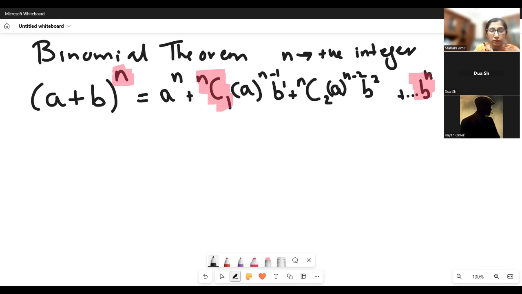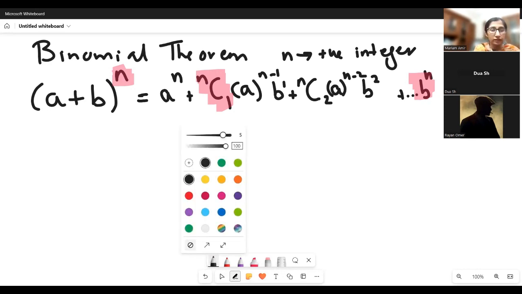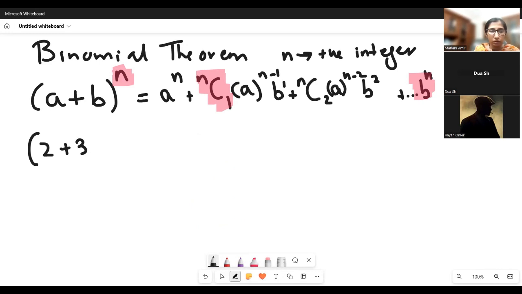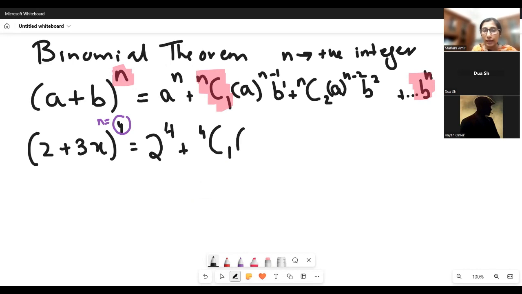So the example question is expand (2 + 3x) to the power 4. Okay. So the first term is a to the power n. n here is this. This is n. So a is 2. So the first term is going to be 2 to the power 4, plus nC1. So that's going to be 4C1. a here is 2, so 2 to the power 4 minus 1. So that's 3. And b, which is 3x, to the power of this bottom value, which is 1.